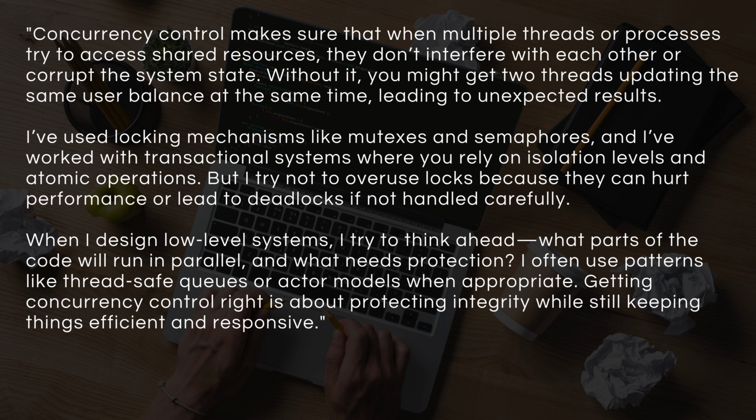But I try not to overuse locks because they can hurt performance or lead to deadlocks if not handled carefully. When I design low-level systems, I try to think ahead. What parts of the code will run in parallel and what needs protection? I often use patterns like thread-safe queues or actor models when appropriate. Getting concurrency control right is about protecting integrity while still keeping things efficient and responsive.